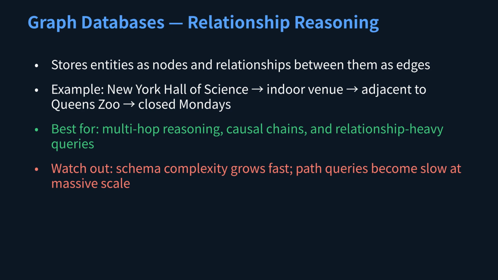The second is graph databases. Instead of storing blobs of text, graph databases store entities as nodes and the relationships between them as edges. For example, the New York Hall of Science is connected to the node for indoor venues, which connects to the node for the user's preferences. This lets the agent do multi-hop reasoning, connecting several facts in a logical chain, something vector search struggles with badly.